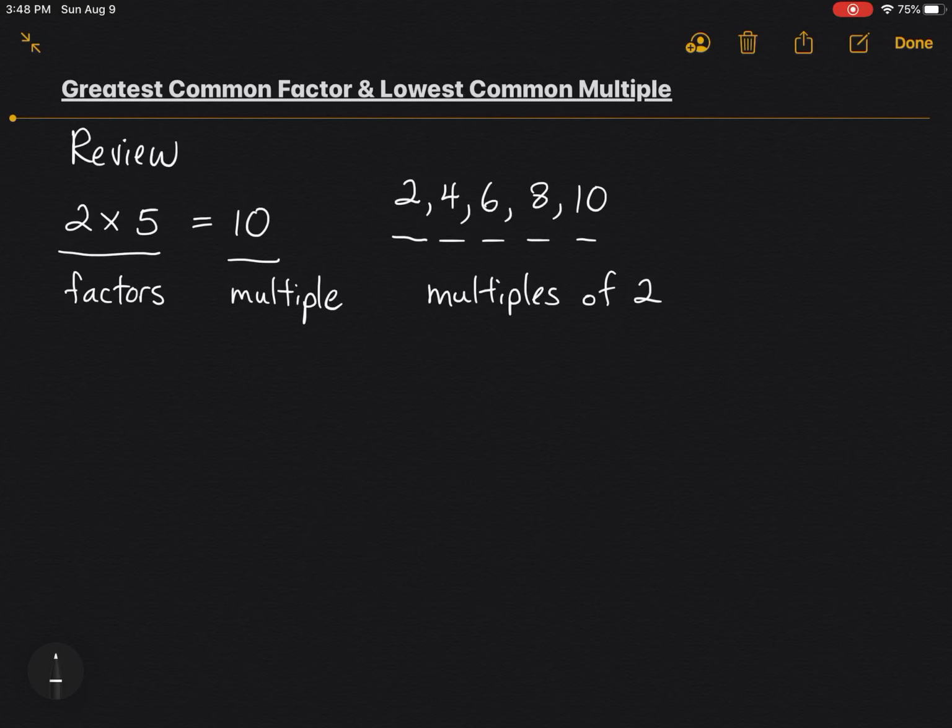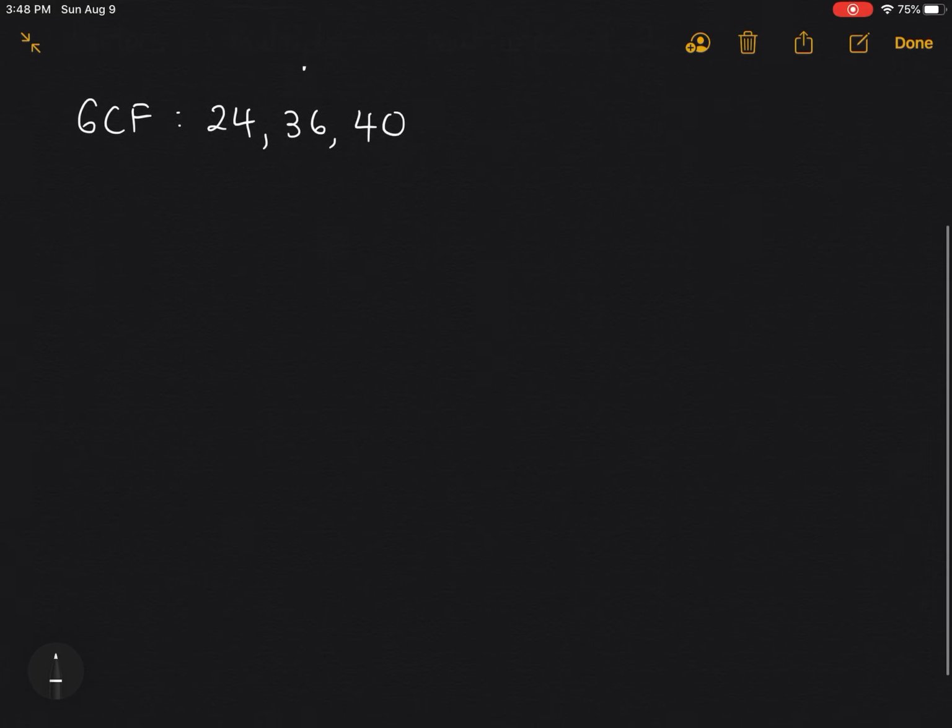Now let's take a look at greatest common factors. Short form, GCF. We're going to find the greatest common factor of these three numbers, 24, 36, and 40. First, we're going to list the factors for each number. The best way to list these and to ensure that you will not miss any is to use the rainbow method.